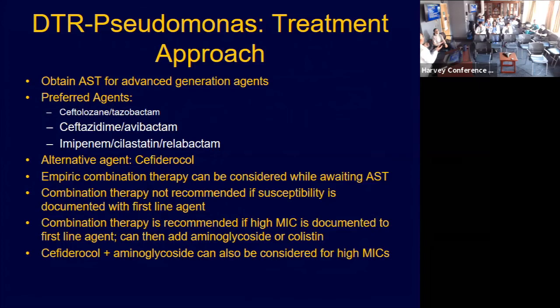if somebody's in septic shock, you might want to use two agents up front. As soon as you have the susceptibility pattern, go with the one agent, the beta-lactam, and stop the aminoglycoside. Likewise, even with these difficult-to-treat Pseudomonas, I would go with just monotherapy once you have susceptibility.